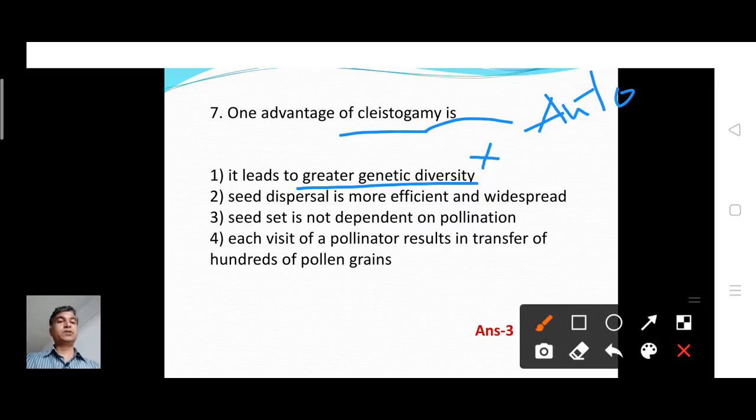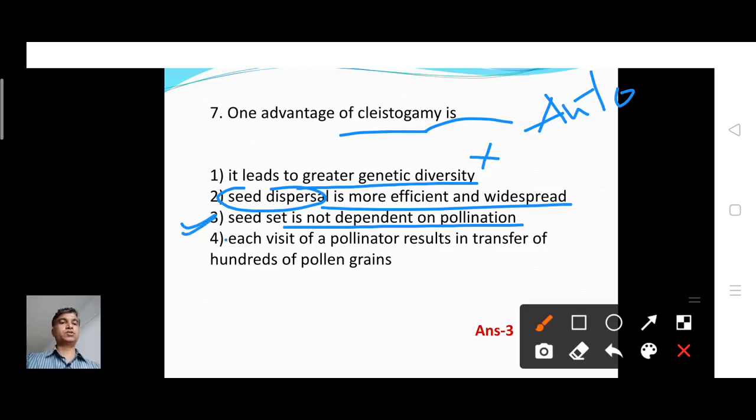The seed dispersal is more efficient and widespread. So it is not at all related to the cleistogamy flower. Seed dispersal is a different topic. It is not related to the cleistogamy. Seed set is not dependent on the pollinating agent. Yes, this is correct.